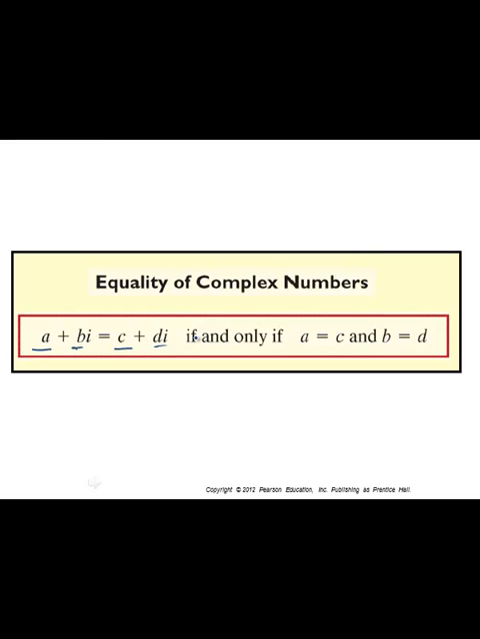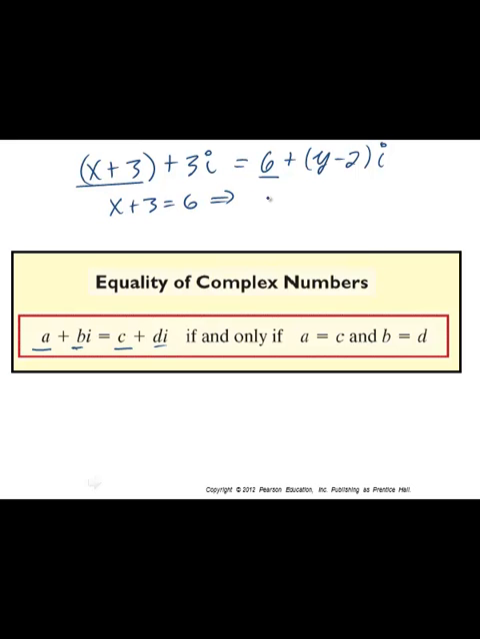So if I were solving some weird equation like x plus 3 plus 3i is equal to 6 plus the quantity y minus 2i, I could solve this equation by noting that the real part, x plus 3, must be equal to 6. So that would imply that x is equal to 3. And also that the imaginary parts would be the same. So we would have 3 is equal to y minus 2, which would imply then that y is equal to 5. So two complex numbers are equal when their real parts are the same and their imaginary parts are the same.